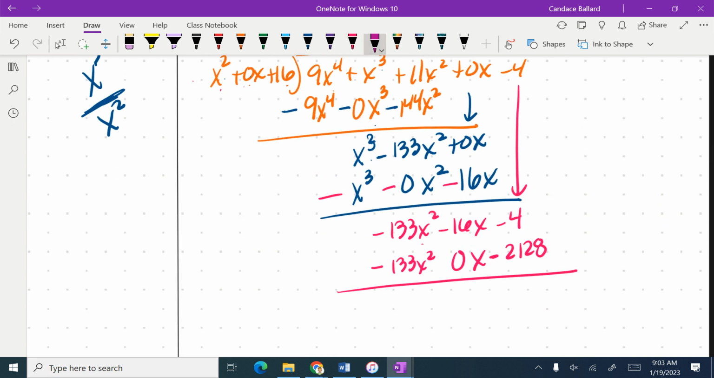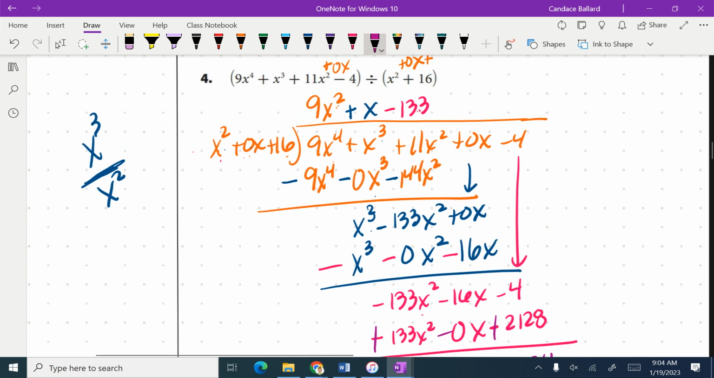All right. In algebra 2, what are we supposed to do now? Flip the signs, which on a 0, it doesn't matter, right? Okay, 133 should cancel. That's negative 16x and 0x. Good. Negative 4 and positive 2,128. Yeah, good. All right, what do we call this thing? The remainder, and that goes in the numerator.